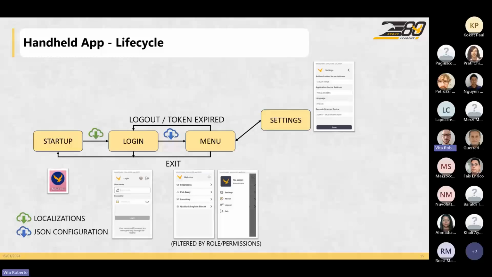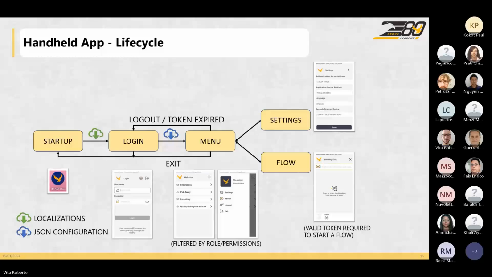From the main menu, we have the hamburger icon on the top right corner. We can go to the settings page to set up the application, as I already said, and we can start all the flows that we find in the menu. And of course, a valid token is required to start the flow, while a valid token is not required to continue operating inside the flow. This is to ensure that once you start a complex or a long operation with the application, you can always finish the operation and you are not forced to the login page while you are doing it.